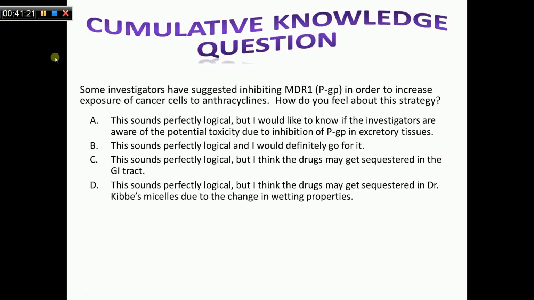Okay, so I have a quick question that we asked in class here. This is something that in the past I think the students were a little bit more prepared for because I talked about so many resistance mechanisms early in this course. But this time you're going to have to rely on your knowledge probably more from other classes that I taught and maybe some other faculty. So the question is, if some investigators have suggested inhibiting MDR1 or P-glycoprotein in order to increase exposure of cancer cells to anthracyclines, how do you feel about this strategy?